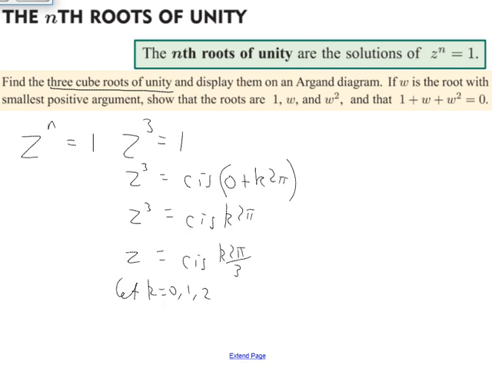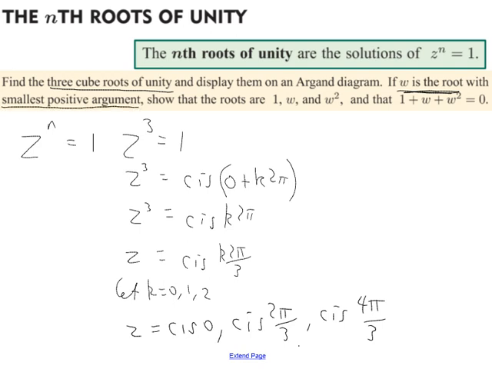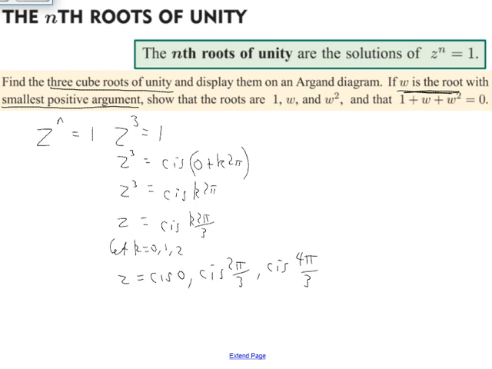So if k equals 0, z will equal the cis of 0, and then if k equals 1, we've got the cis of 2 pi on 3, and then if k equals 2, we've got 2 times 2, so 4 pi on 3. Now in this case here, we're asked to express w as the root with the smallest positive argument, which would be that term there. So cis of 0 we can change to 1. Now we're going to let cis of 2 pi on 3 be w, with the argument being smallest positive value.